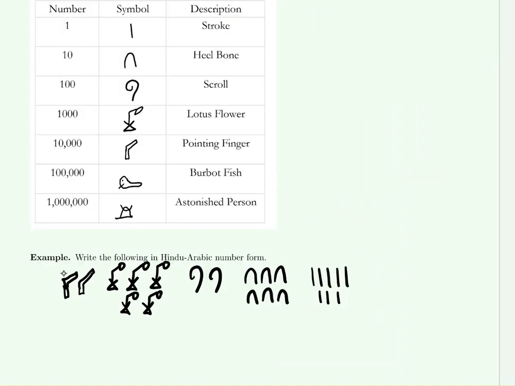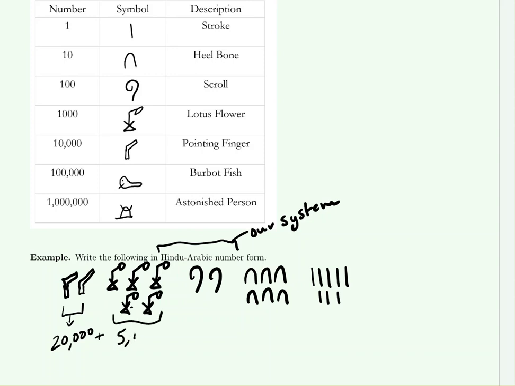In this example, we're asked to translate this number expressed here into Hindu-Arabic number form. And just remember, Hindu-Arabic number form is our system. So we'll want to reference our chart. And the Egyptian symbols, we write the largest increments to the left. So we see that we have two 10,000 figures. So this would add up to be 20,000, because it's two 10,000s, plus 5 1,000 figures. So these are going to be grouped to be 5,000.